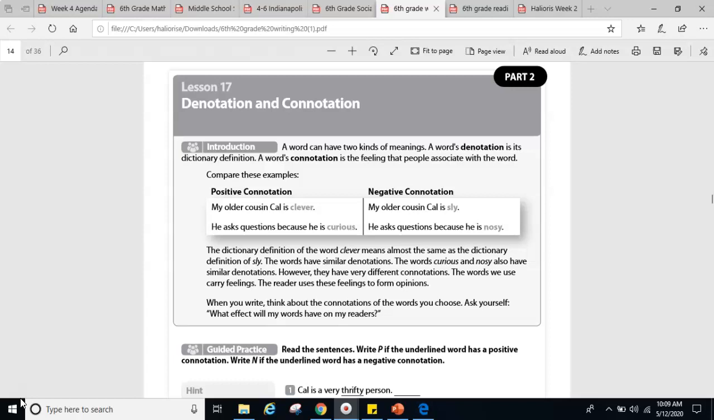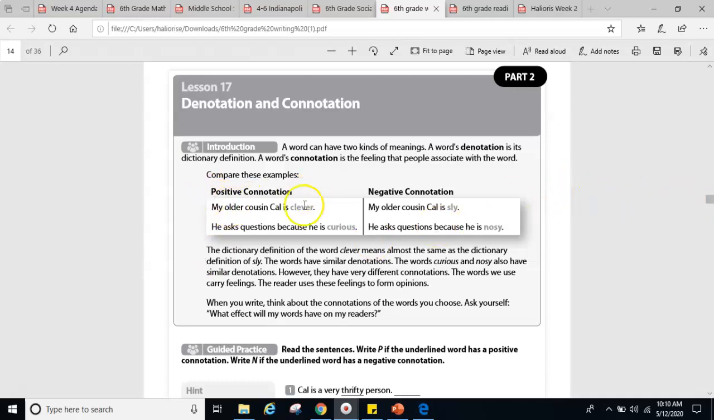The dictionary definition of the word clever means almost the same as the dictionary definition of sly. The words have similar denotations. The words curious and nosy also have similar denotations. However, they have very different connotations. The words we use carry feelings. The reader uses these feelings to form opinions. When you write, think about connotations of the words you choose. Ask yourself, what effect will my words have on my readers?